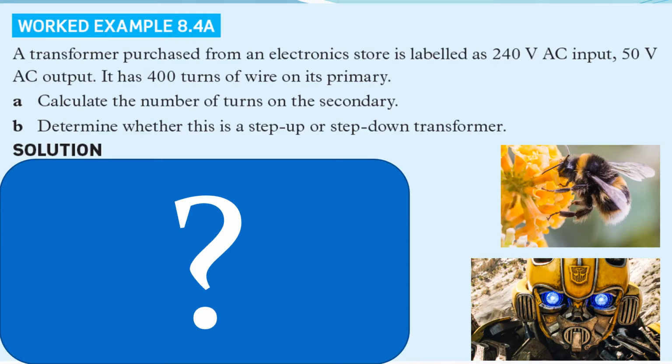Alright, let's go back to our equation and have a look at some examples. And we've got our Bumblebee over the side there. Not him, because he's a transformer, but the wrong sort of transformer. A transformer purchased from an electric store is labelled as 240 volts AC input, so we need that information, and 50 volts output. It has 400 turns of wire in its primary coil. How many turns do we have on the secondary, and determine if it's step up or step down. It all comes down to: does the secondary coil have more than 400 turns or less than 400 turns?